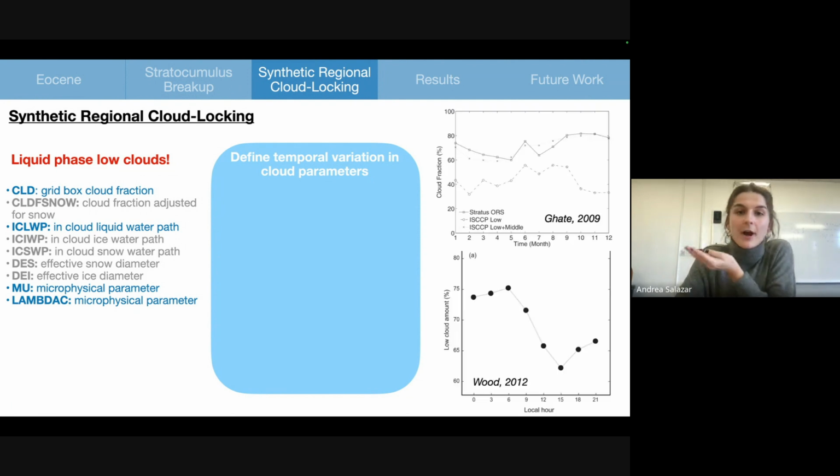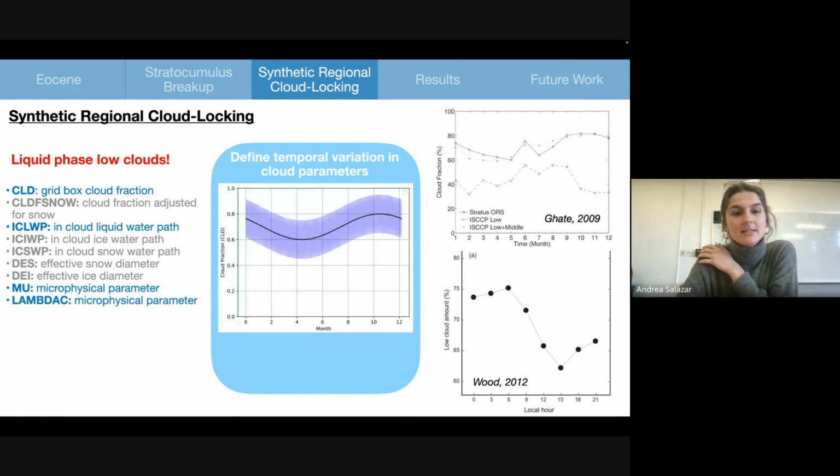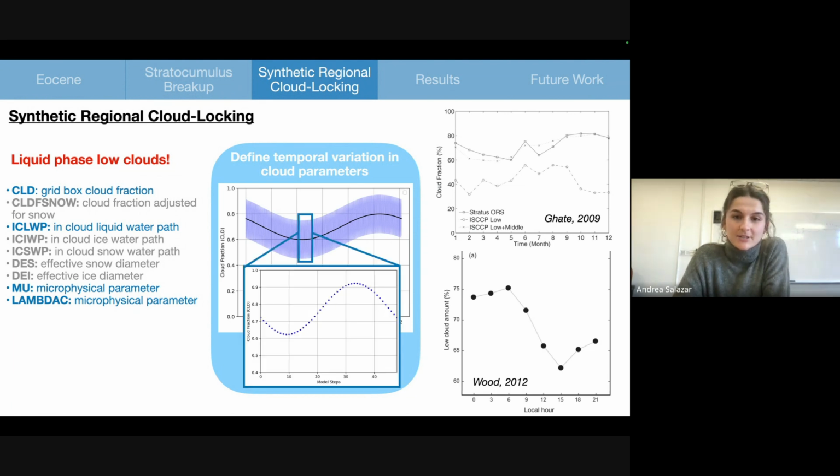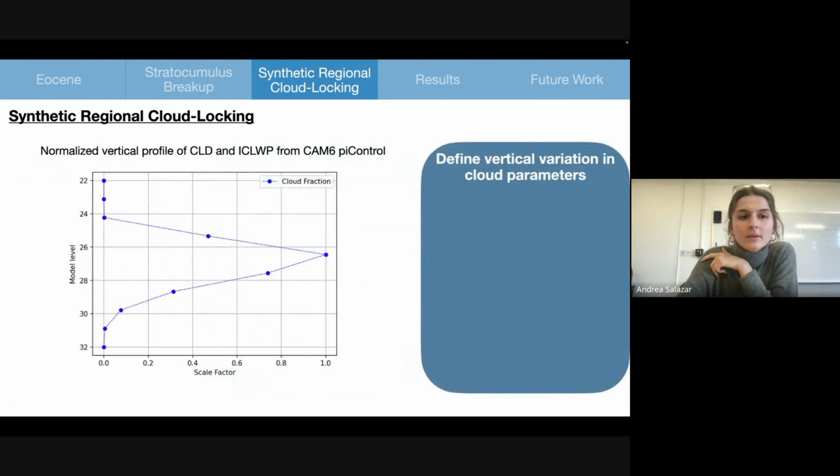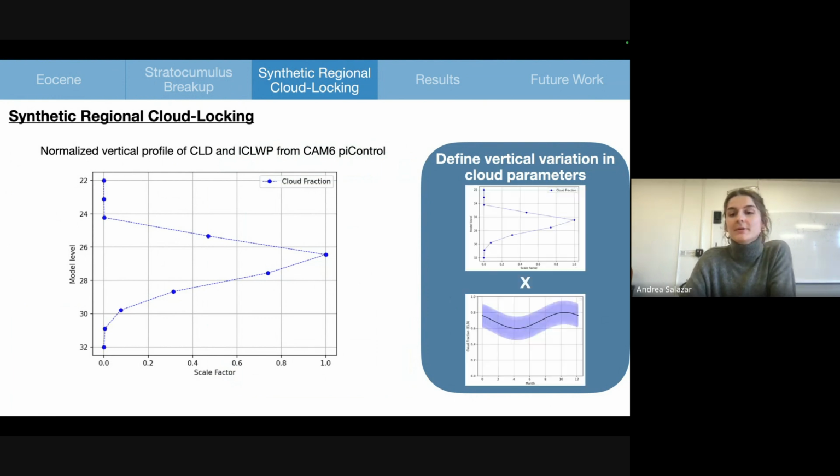Based off of observations, we approximate the seasonal and diurnal cycles as sinusoids. And here's an example of the synthetic temporal variation of these cloud parameters. So this is the seasonal cycle, and then on top of it, we put a diurnal cycle. And then the last thing we need to do is have a vertical profile for the cloud fraction and liquid water path. So essentially, we just took a control run from CAM6 and normalized how cloud fraction changes with height in a subtropical stratocumulus region. And what we do is we then just multiply this normalized vertical profile by whatever the temporal value of the cloud fraction or liquid water path is at that time. And now we have our 3-dimensional cloud field. And we put in the same clouds at every region.